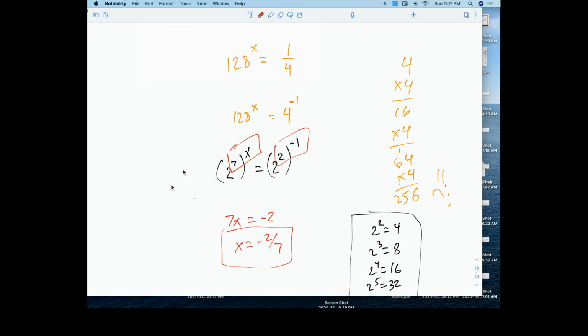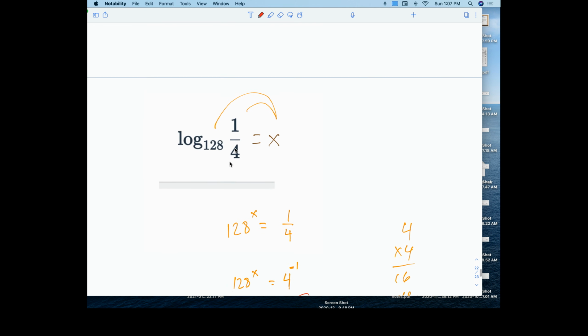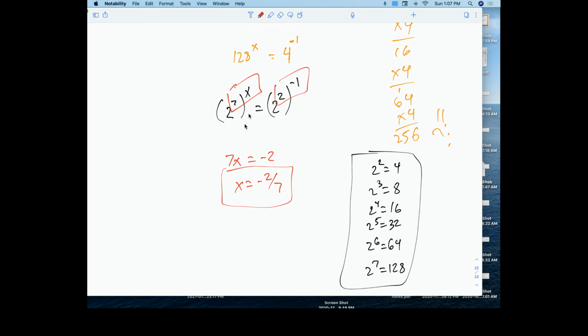And there's our answer. So when in doubt, log and get the bases to match up, and you win. Hope that makes sense. See you guys in the next math video.